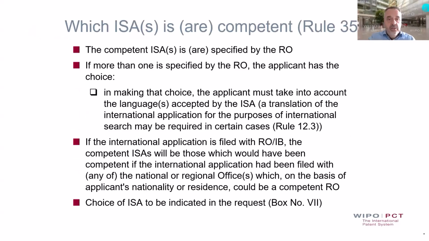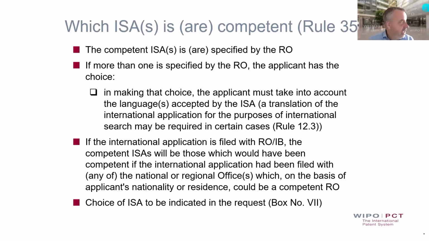So I did already talk about the competent searching authority. And again, it's really mostly dependent on who you choose as a receiving office. All offices have selected who they would like to work together with. So with some ROs, you have a large choice. With other receiving offices, the choice is relatively narrow, like the EPO, just one office, for instance.